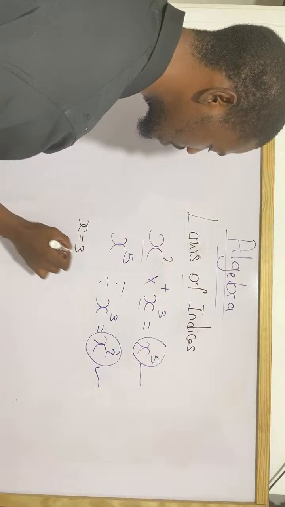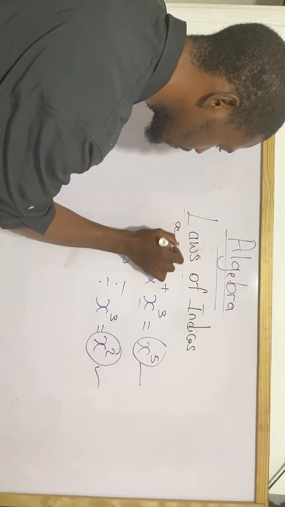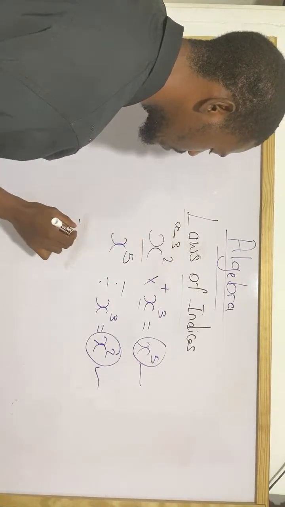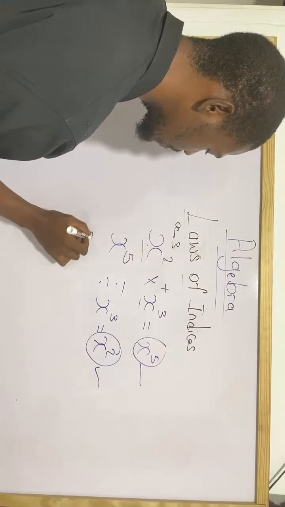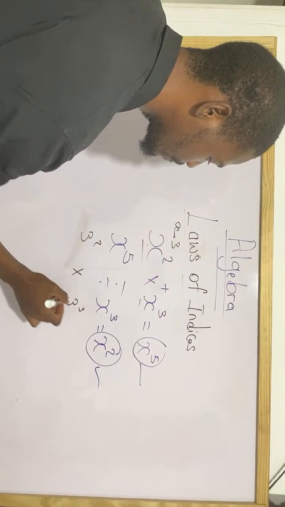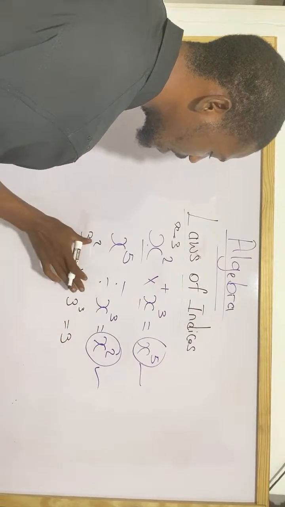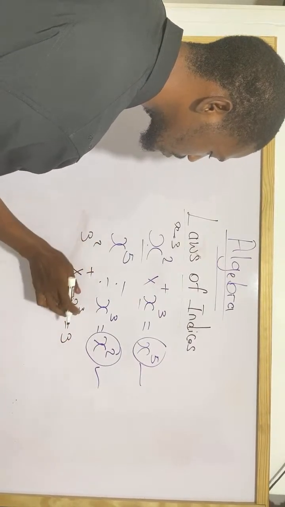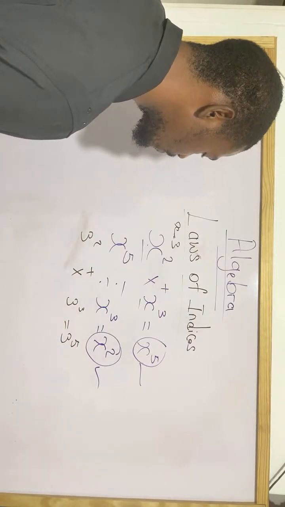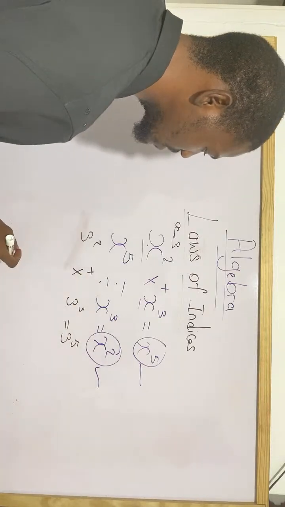So if we say that x equals 3, it means that we're saying here 3 squared multiplied by 3 cubed. The rule is that if the bases are the same, we just rewrite it and then we add the powers. 2 plus 3, that's going to give me 5. Right? So that is fine.